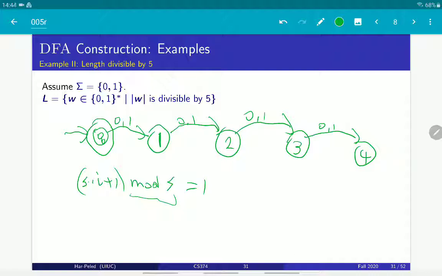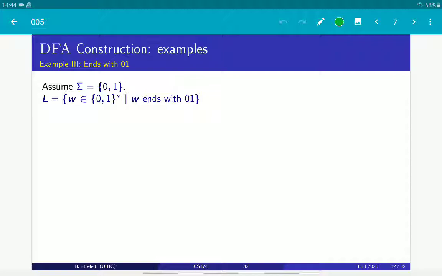Now, the important thing is that if I get 0, 1 at state 4, ta-da, I go back all the way to the starting state 0. This is 0, 1. So this is the automata for this language, and all we really did, we counted the length of the string modulo 5. And every state just encoded in its name the value of the counter so far modulo 5. So that was easy.